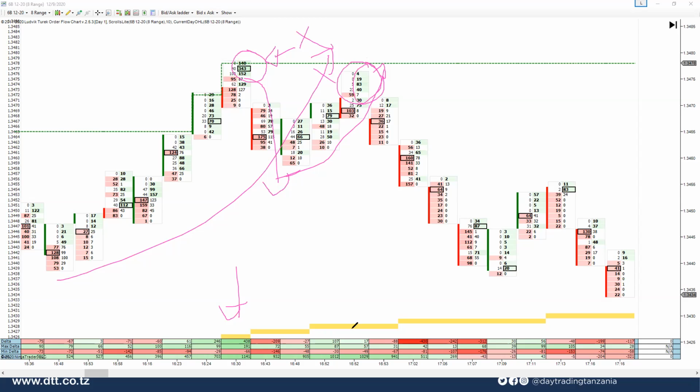Although the delta was positive, it's not really positive. This is like a balanced scenario. Because after that, look at what happened. The market just drops drastically.